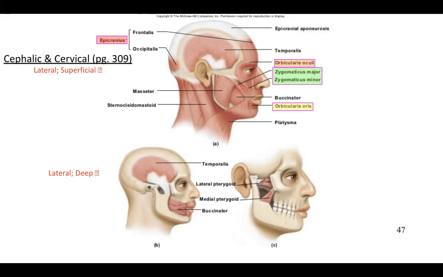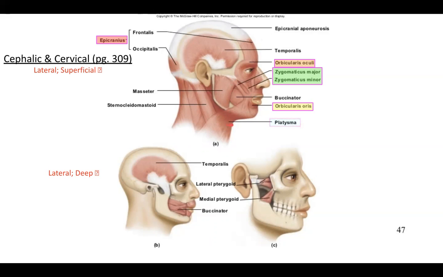Next, we've got the zygomaticus muscles. We have the major, which is the larger one, and the minor here. So the origin is the zygomatic bone up here, and the insertion is the corner of the mouth down here. So when this contracts, it's going to pull the corner of the mouth up in a smile.